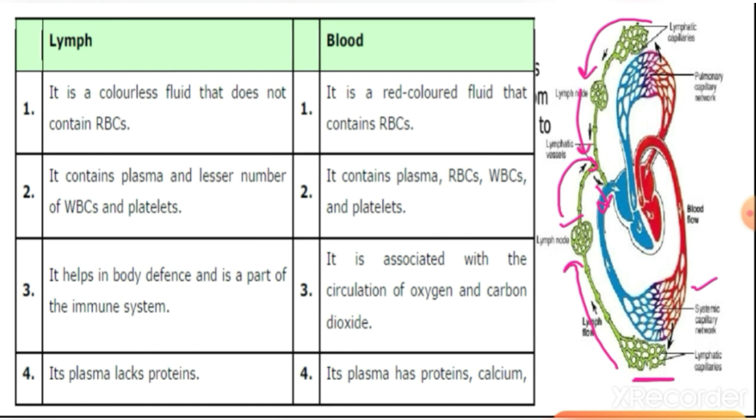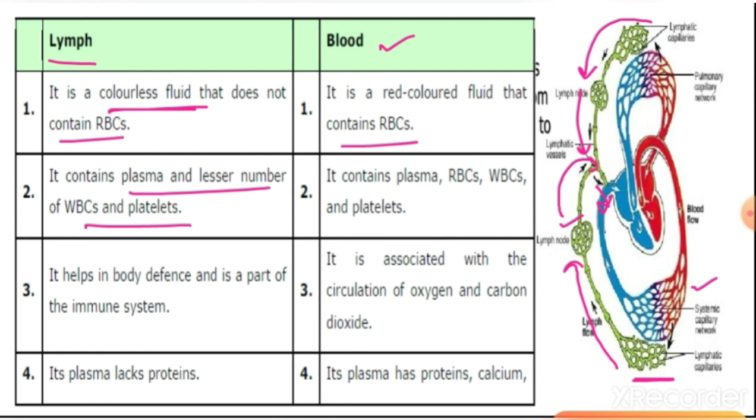So what is the difference between lymph and blood? Lymph is basically a colorless fluid. In the lymph vessels a fluid is also flowing, and it is also receiving the fluid from the cells. So this is a colorless fluid. It does not contain any RBC, but we know in blood we have RBCs. Lymph contains plasma, but a lesser number of white blood cells and platelets, which are more in blood.